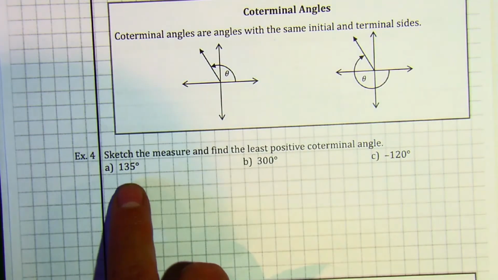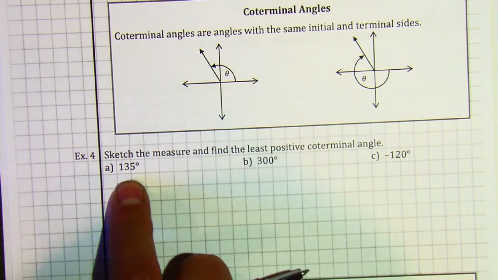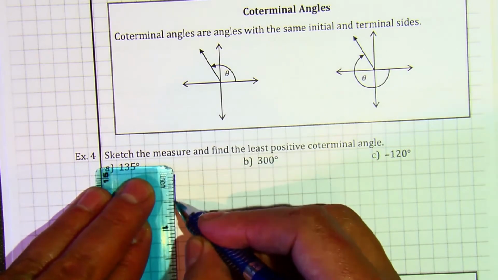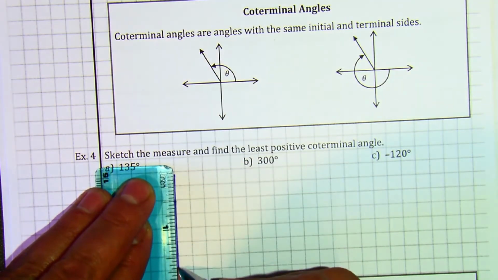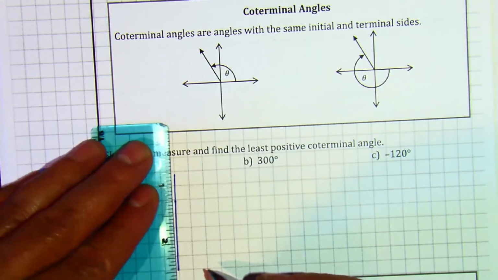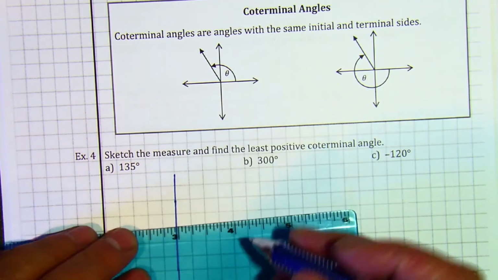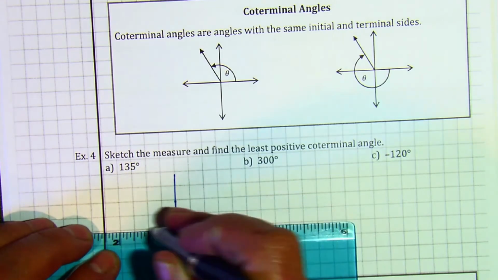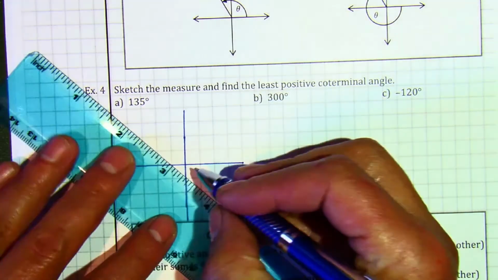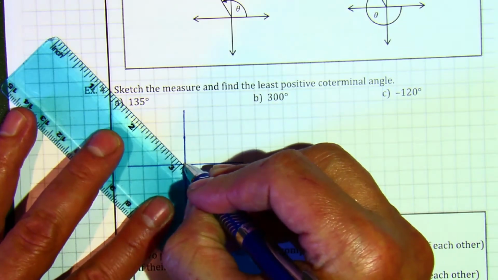So therefore, what do I need to do? Actually, let's go make a quick sketch since we have it here. I'm just going to make it 3 by 3 or a 4 by 4. So 135 degrees is here.